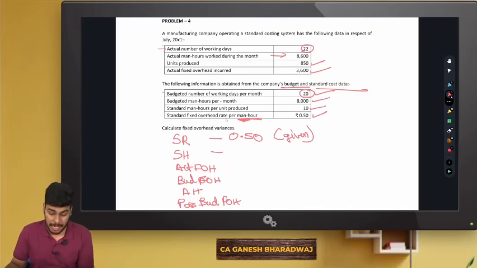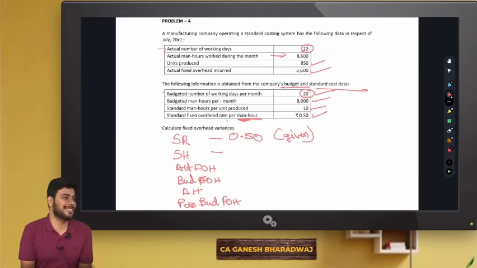Standard hours. How much is the standard hours? 8,500. Okay, any other answer? I'm not getting this. Any other answer? Come on, guys, you can't take this much time. Who all says 8,500? Raise your hands. So it means the others are still doubtful. Okay, fine. Down. I wanted to know how many are doubtful.